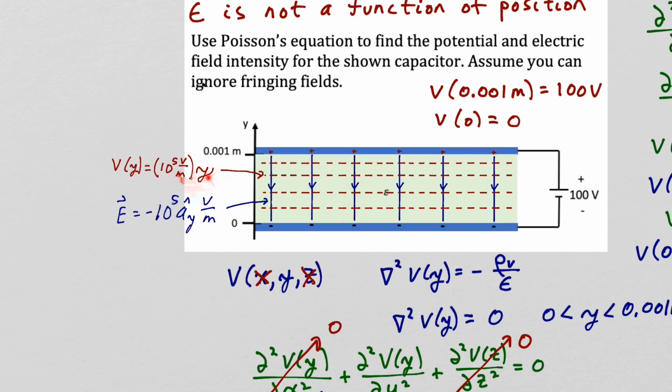Now that we've seen how to apply Poisson's equation for a simple parallel plate capacitor, let's look at a more interesting configuration of our two conductors in the next video.